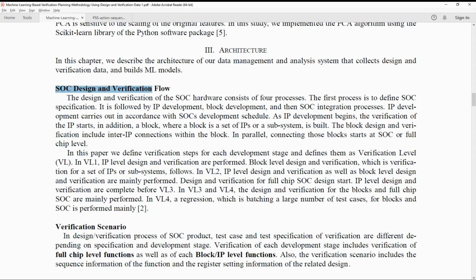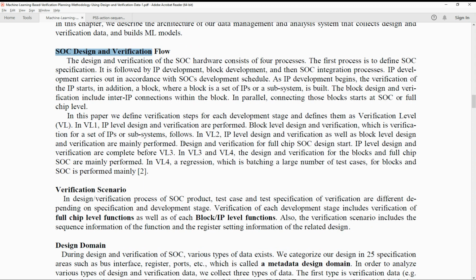In this paper, we define the verification steps for each development stage and define the verification level in VR1, where IP level design and verification are performed. Block level design and verification, which is verification for a set of IPs or a subsystem, follows. In VR2, IP level design and verification as well as block level design and verification are mainly performed. Design and verification of the full chip SoC design starts.